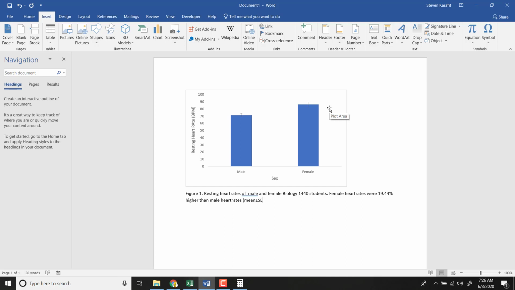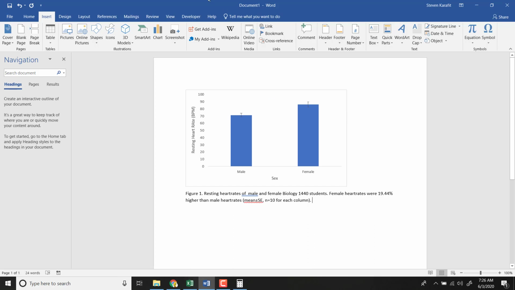And then we're going to put comma N equals, what was it, 10 for each column. Or you could just put N equals 10 and that's it. But so the N, little n, is the symbol for sample size. Capital N would be population size if you sampled every male and every female on campus. But we didn't. We only sampled 10, so that's a little n.